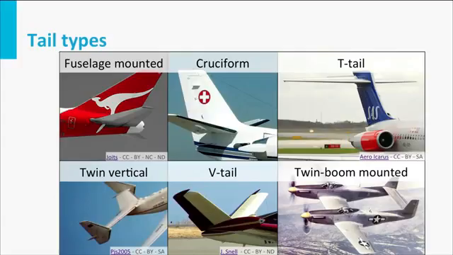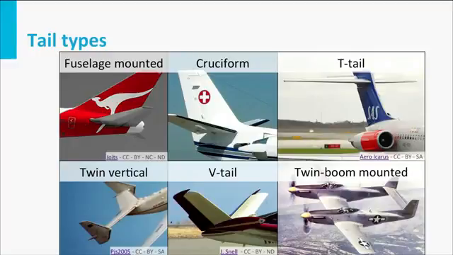You may have seen different configurations in terms of the tail of aircraft. You probably saw the T-tail or the tail which was mounted to the fuselage, even more exotic like twin tails or V-tails. And why is this, and what is the effect of such choices?